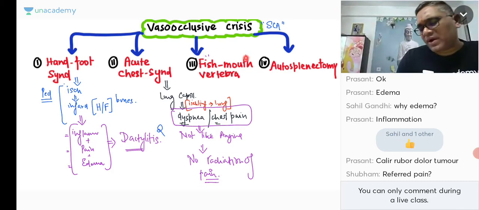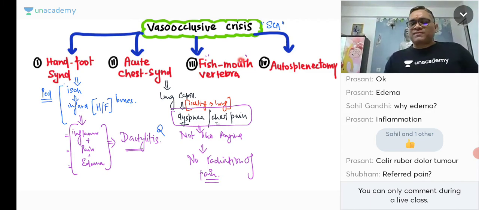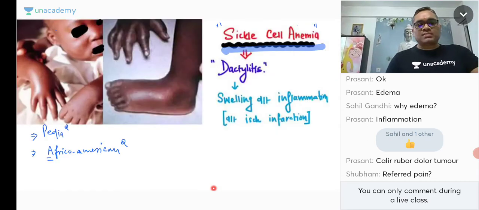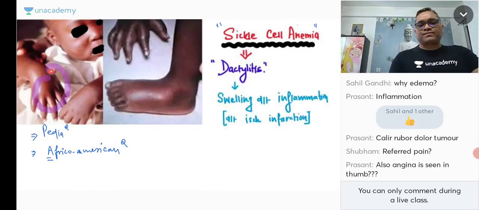Fish mouth vertebra: because of the infection, ischemia of the vertebral body, they will be having referred pain. Fish mouth vertebra you will see in the sickle cell anemia because of the ischemia infarction of the vertebral column. Autosplenectomy we will discuss, right? So can you see this? This is the sickle cell anemia, dactylitis, inflammation, edema of the hand and feet.